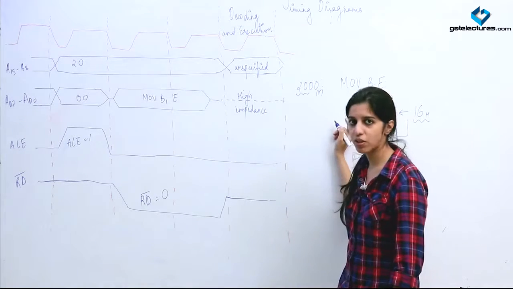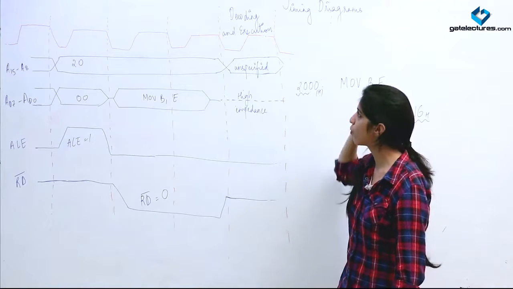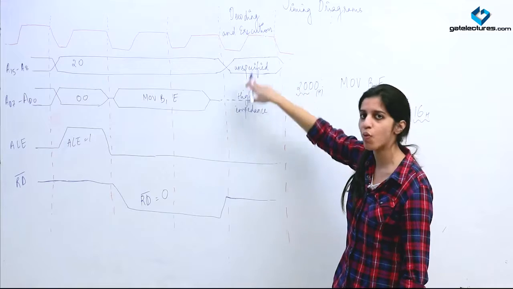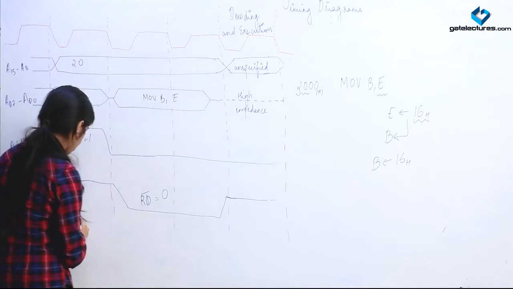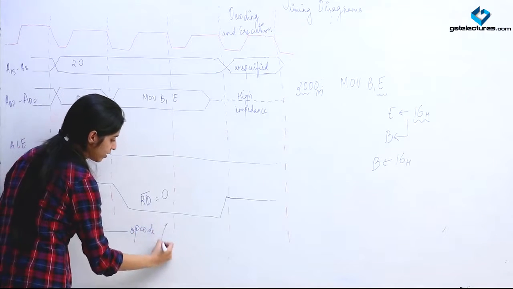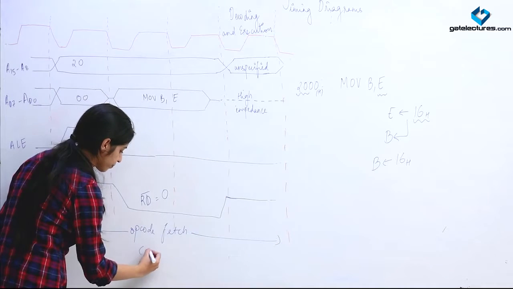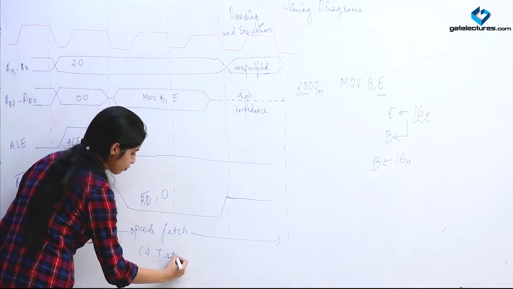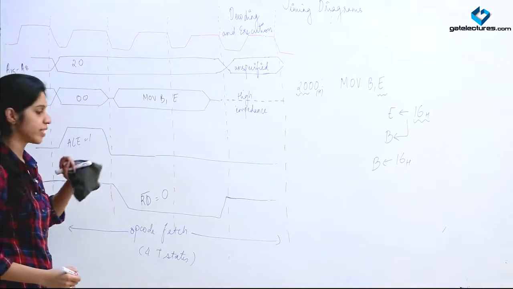Since no arithmetic logical operation or any memory access cycle is involved, we are going to perform decoding and execution in one same T cycle. So, this instruction is going to take a total of, okay, we only needed opcode fetch, and opcode fetch needed 4 T states. So, this instruction took 4 T states.